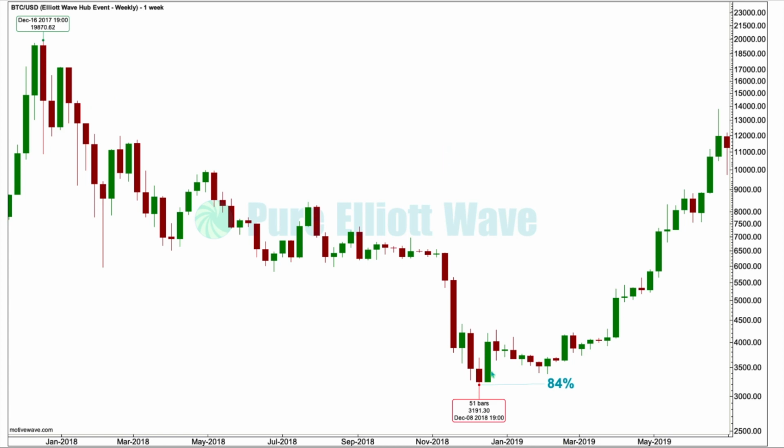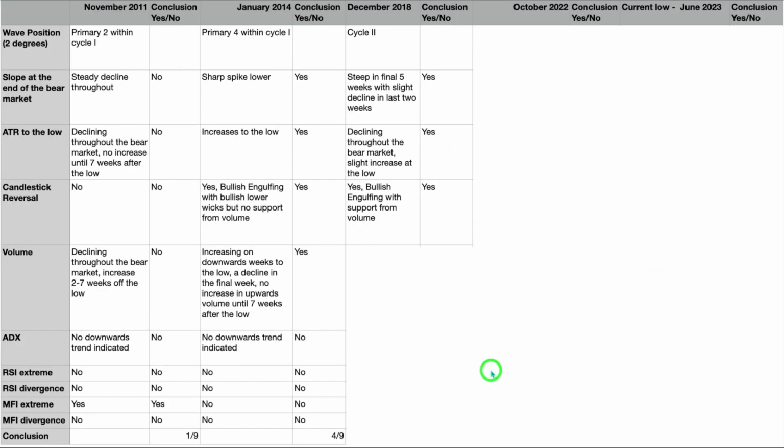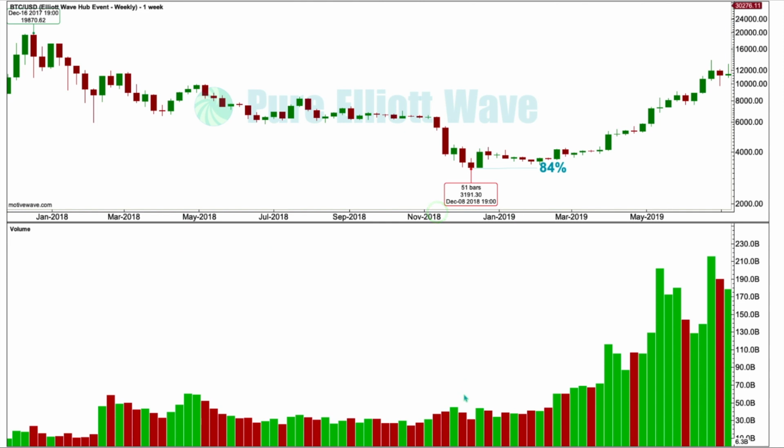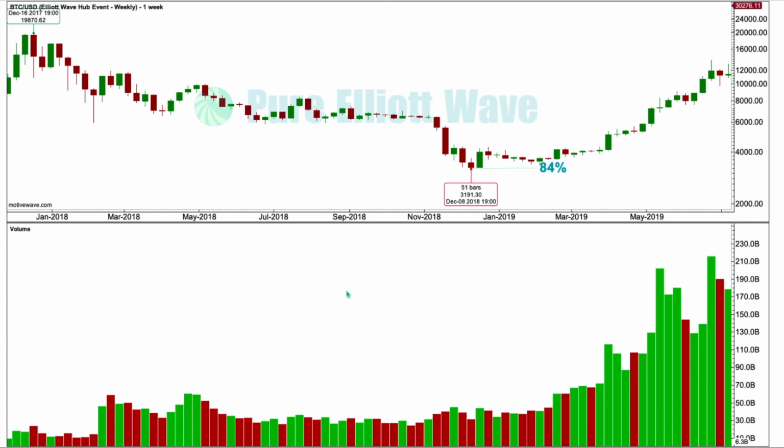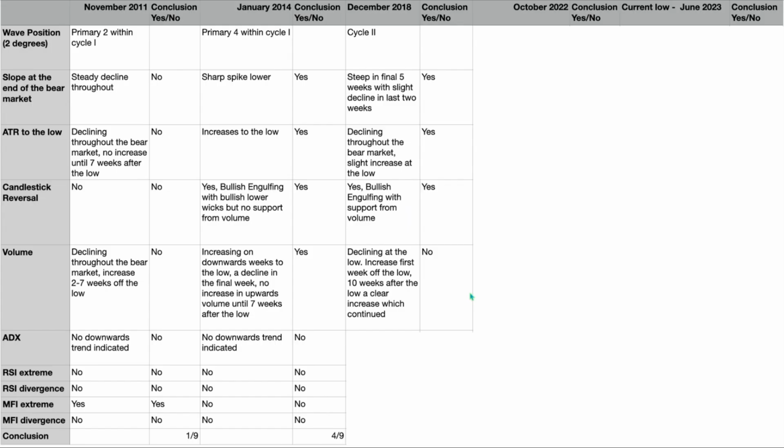A strong bullish engulfing candlestick pattern. Yes, that condition is met. With support from volume, very importantly, that condition is met. And I would like to see support from volume for these lows. You don't always see it, but when you do, it's impressive. So volume declining at the low, and the bullish engulfing candlestick pattern has support from volume at the low.